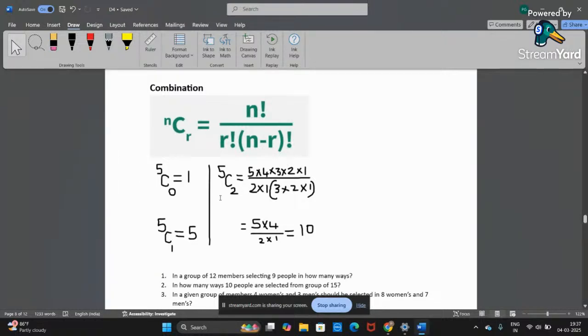Because there should be some ways to pick or to select the members. There will be at least 1 or more than 1. So it is never 0.